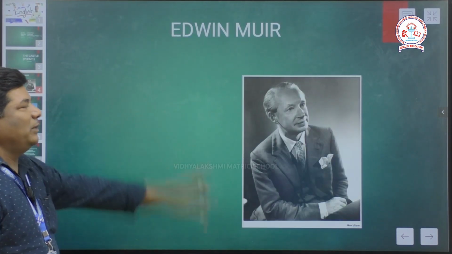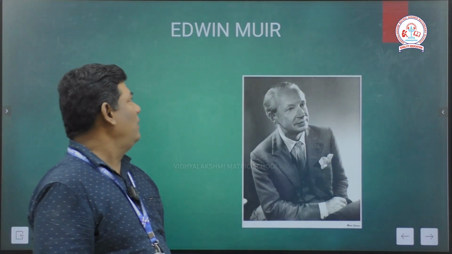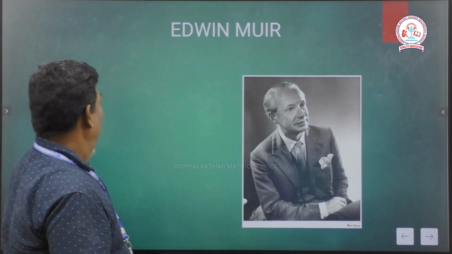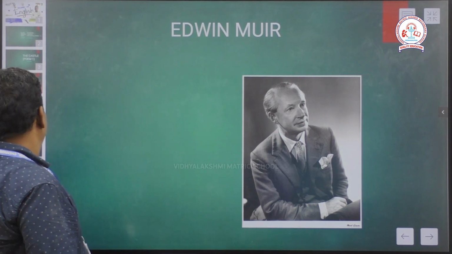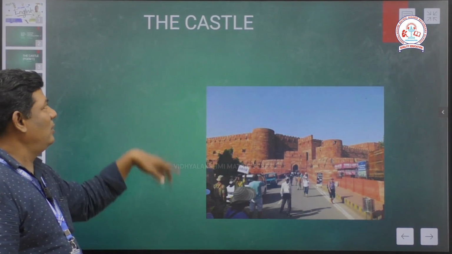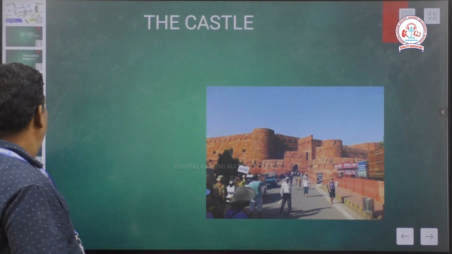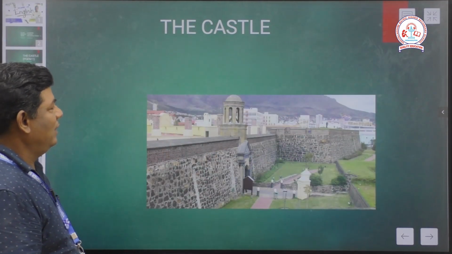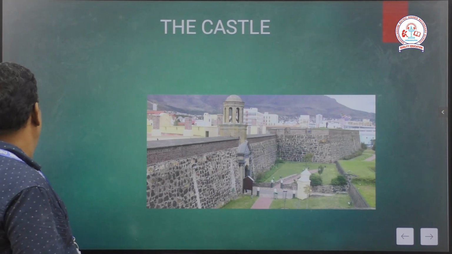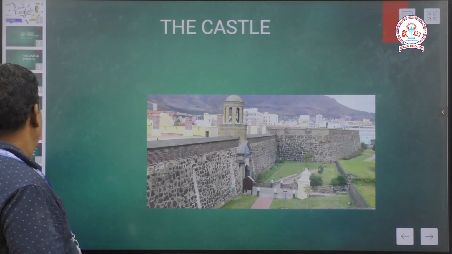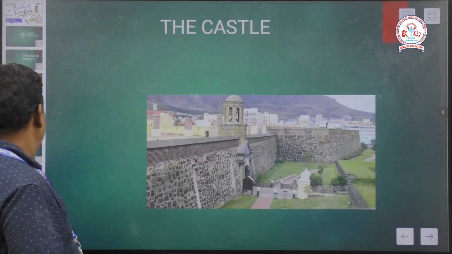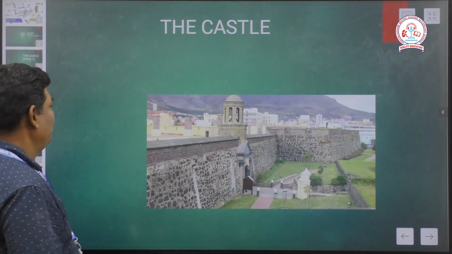And this particular poem is written by Edwin Muir, a famous Scottish poet. And I want to show you the picture of the castle, the fort. And one more picture you can see. This is also a kind of fort. And let us go to stanza 1.